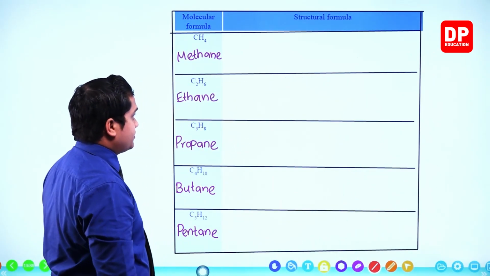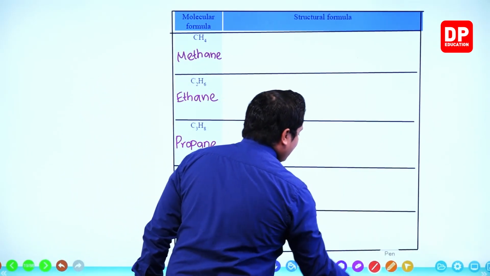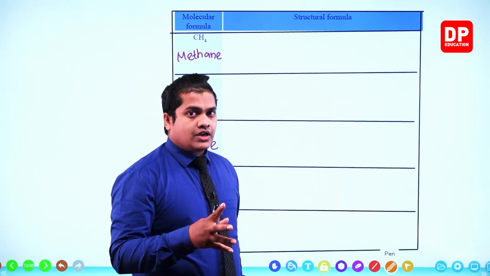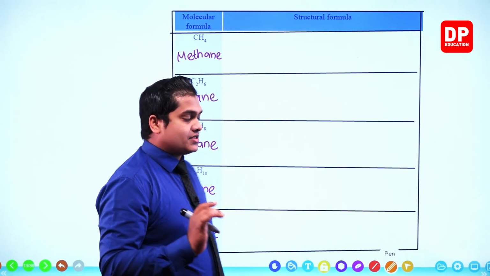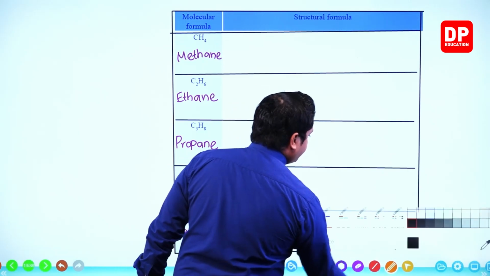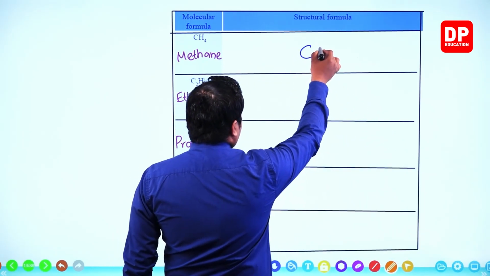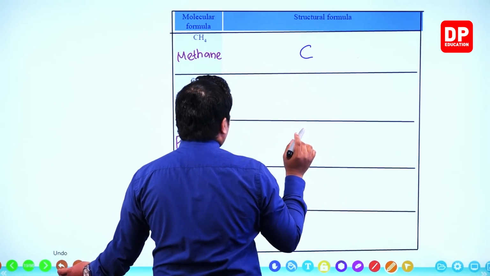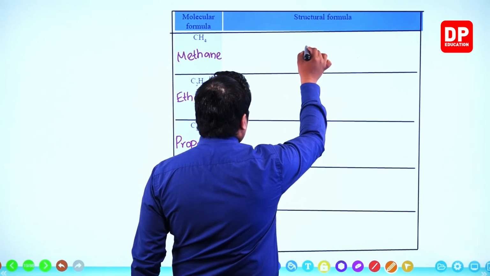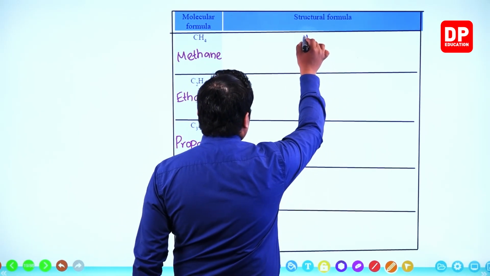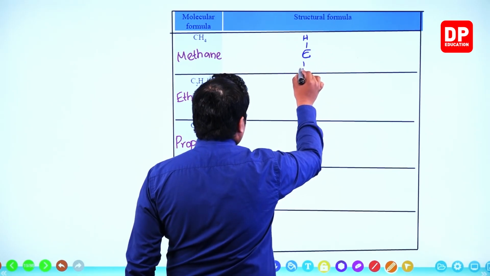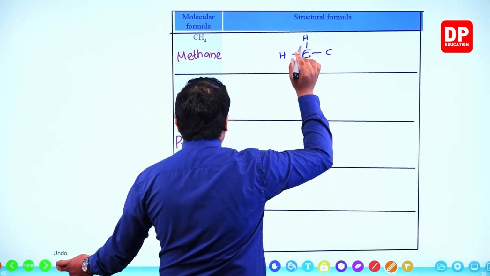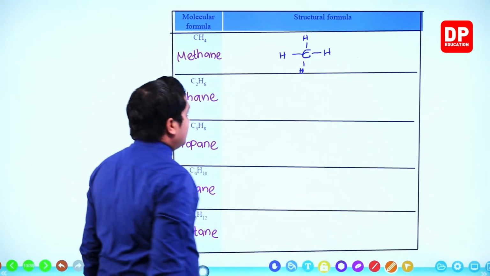Right, now let's draw the structures. So you know that methane is a very simple structure. It contains only one carbon atom and all the others are hydrogen. All the things are having single bonds. So it is like this: carbon, 4 single bonds. Okay, carbon and 4 single bonds, hydrogen, hydrogen, hydrogen and hydrogen. Methane.